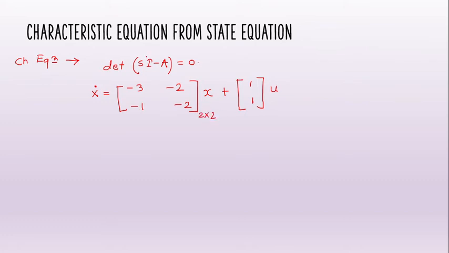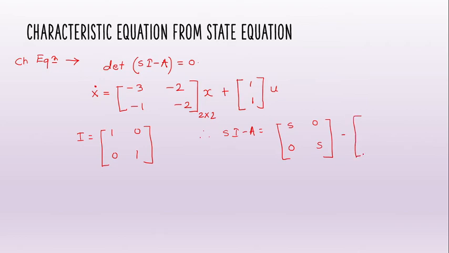we have to take an identity matrix which is also 2 cross 2. If this A matrix is 3 cross 3, we have to take an identity matrix which will be 3 cross 3. Now as this is 2 cross 2, my identity matrix I will be 1, 0, 0, 1. In the identity matrix the diagonal elements should be present. So therefore sI minus A, this matrix will be s, 0, 0, s minus A, meaning minus 3, minus 2, minus 1, minus 2.